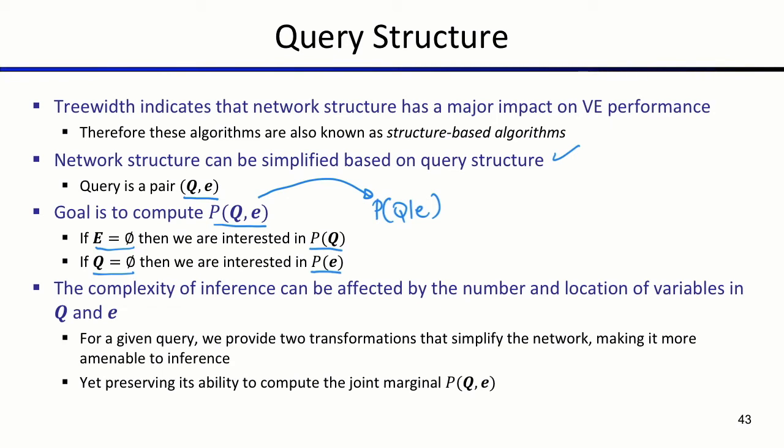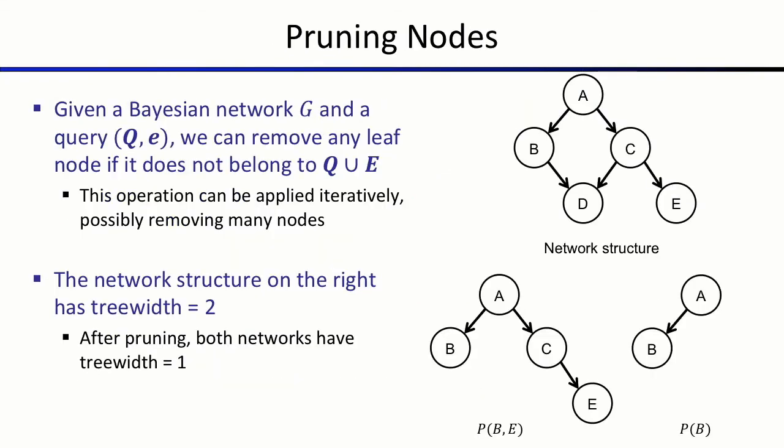So the idea is that the complexity of the inference can be affected by the number and location of the variables in the query. So these two sets of variables here will affect the performance of the algorithm. And we're going to see two transformations, one that eliminates edges and the other that eliminates nodes. And we will see that these two transformations will not affect our ability to compute the joint marginal, the probability of Q and E. The first transformation is pruning nodes.